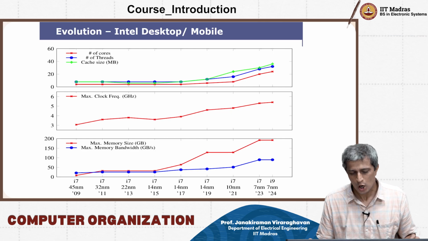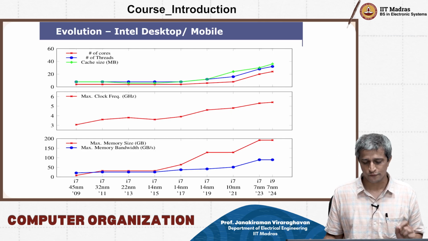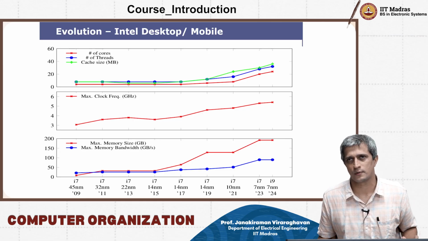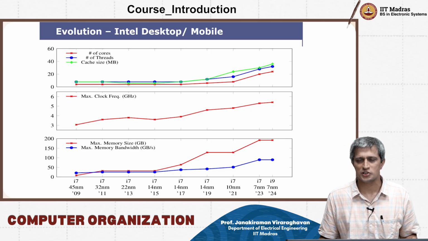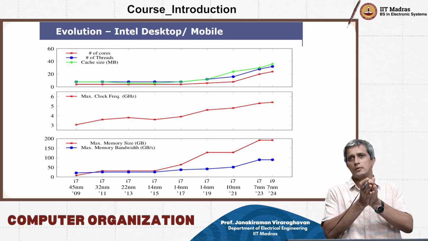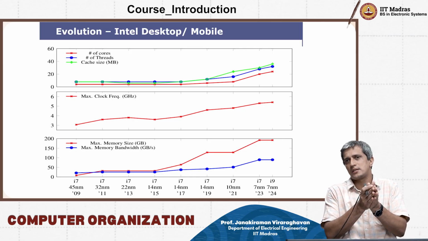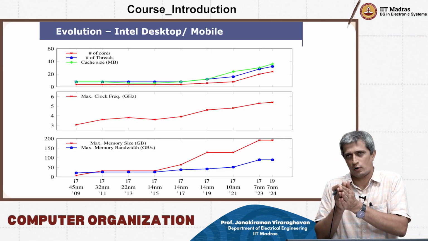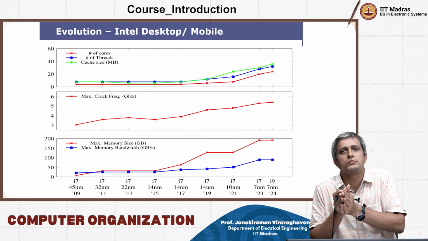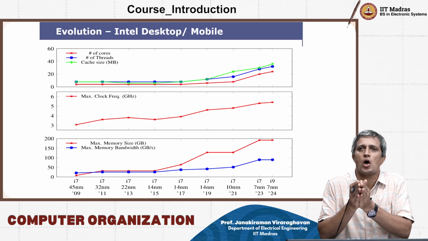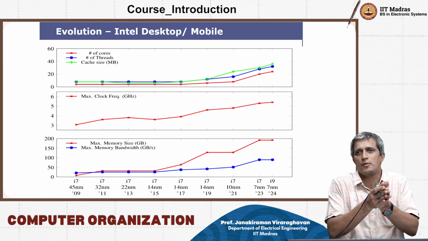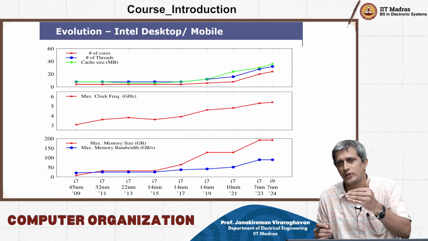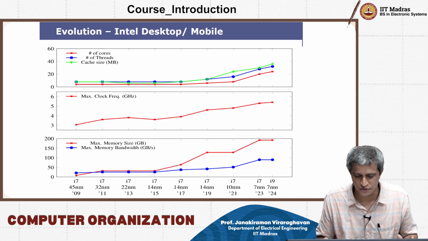So if you look at the top graph, just focus on the red line. It's basically the number of cores. So for a long time, people were trying to optimize the performance of a processor with just a single core. Now, how do you optimize the performance? You make the clock frequency faster and faster, better and better. And this was achieved because of the scaling of the transistor, Moore's law, essentially.